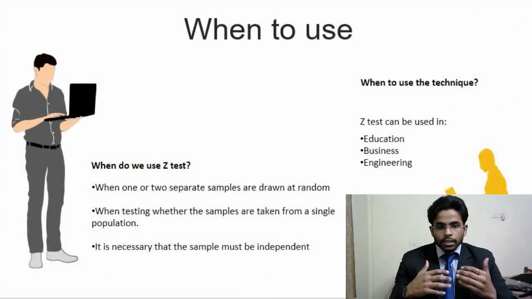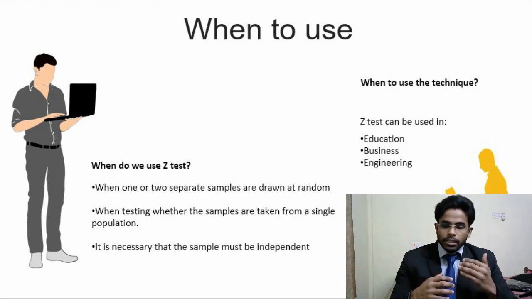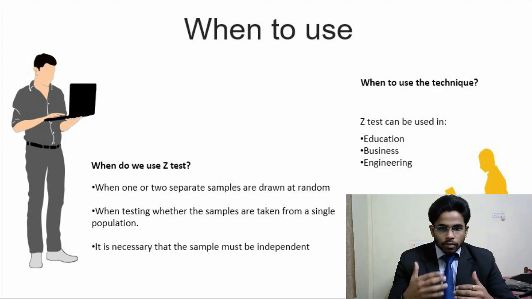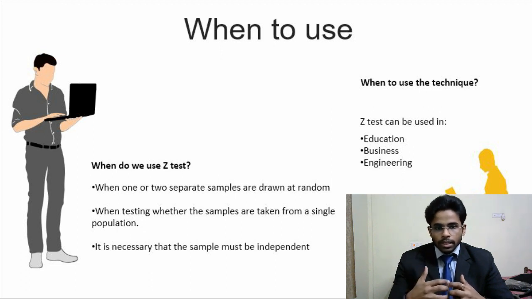In this slide, we see the scenarios where we use the Z-test. First of all, the avenues where we use the Z-test are the education sector, in schools and colleges, in classrooms, where we can see the Z-score being utilized. Secondly, the business sector uses it to analyze various types of business models. Thirdly, in the engineering sector, researchers use the Z-test to conduct studies.